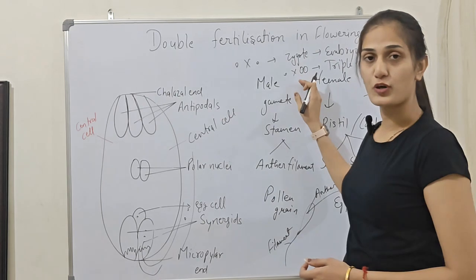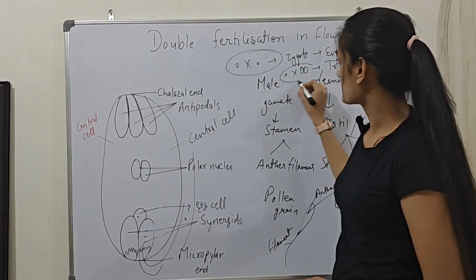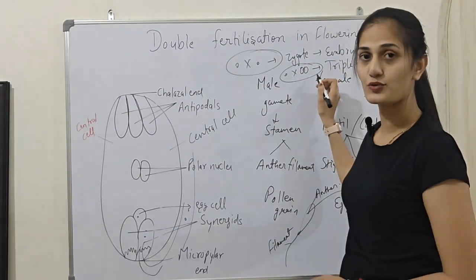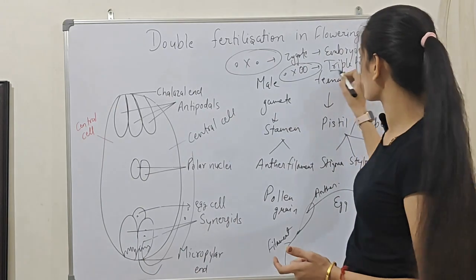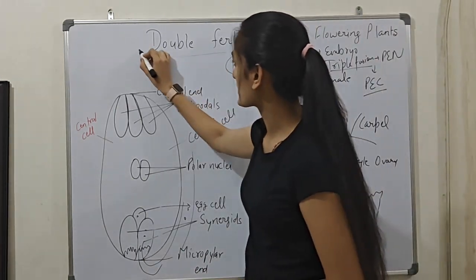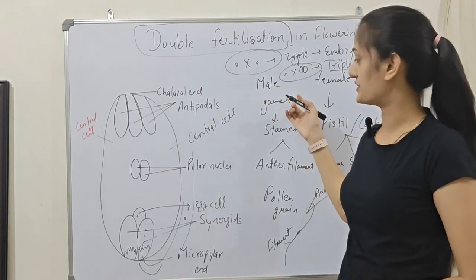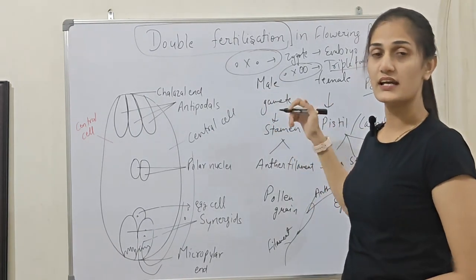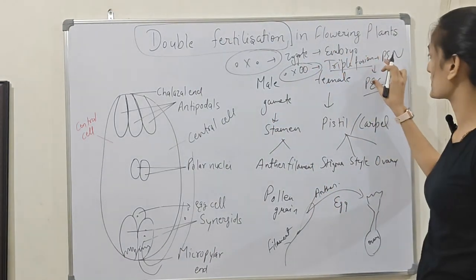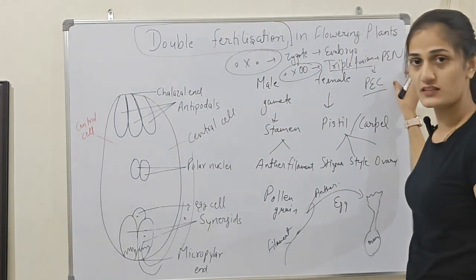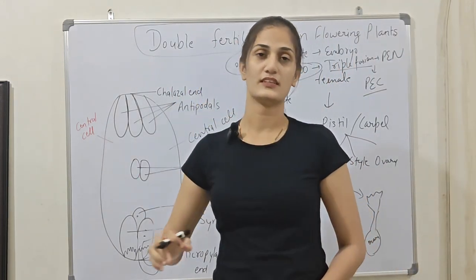Hence there are two phenomena that take place. One is known as fertilization, and the second one is known as triple fusion. So there are two types of fusions that take place. One is syngamy and the second one is triple fusion. So this phenomenon is known as double fertilization. This is all about double fertilization in flowering plants, and the result of double fertilization is one zygote and the second one primary endosperm cell. So this is about our double fertilization.